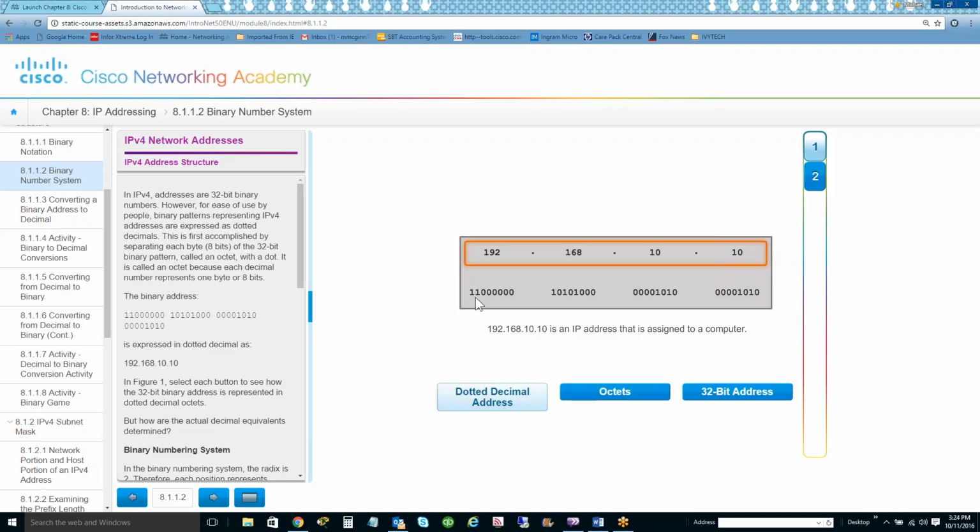But at any rate, this binary number 11000000 is the binary representation of 192, and as follows, this number here, 10101000, represents the number 168. This number here represents the 10, and this number here represents the 10. Notice that those two numbers are identical. So why is that important?